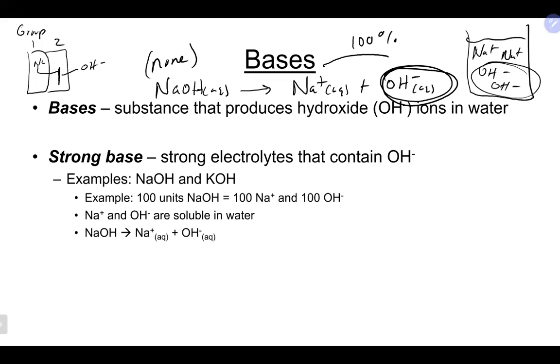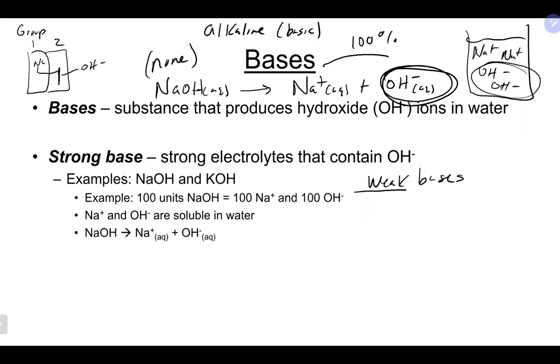Alkali metals, right? Alkaline earth metals, group one and group two on the periodic table. The word alkaline means basic. So that's where a lot of our strong bases come from. Much like acids, if it's a strong base, it will 100% break apart. And much like acids, there are some weak bases that you sometimes come across.